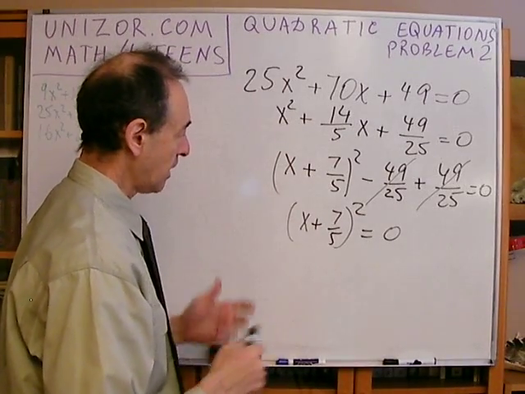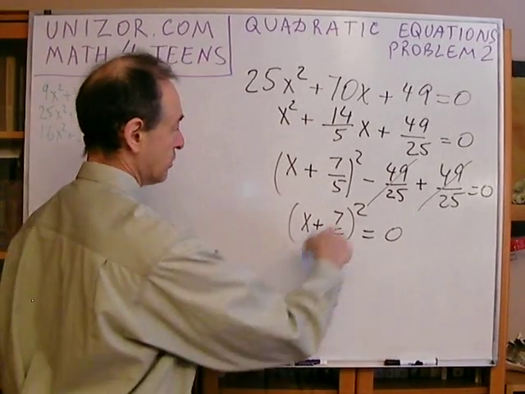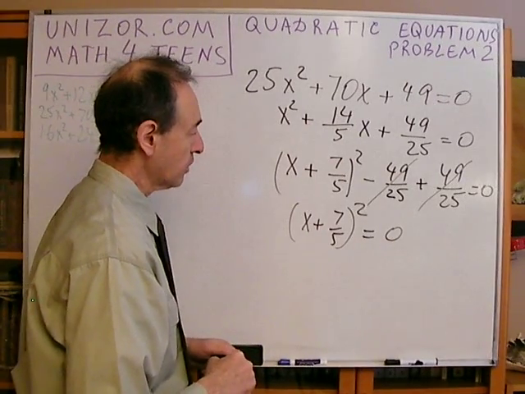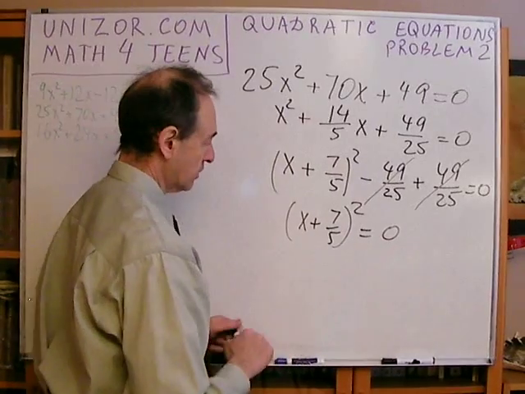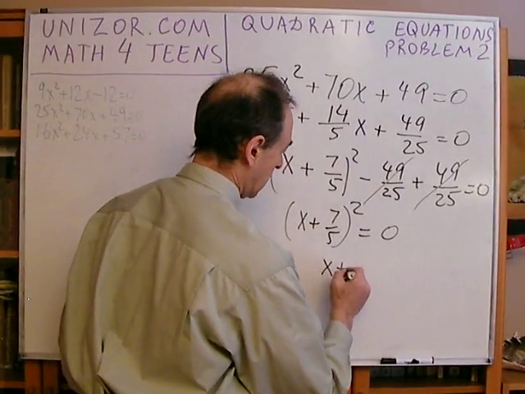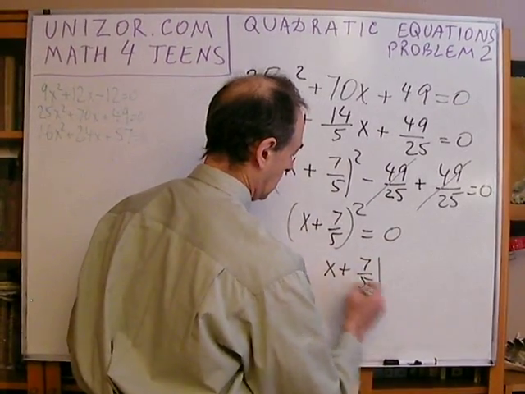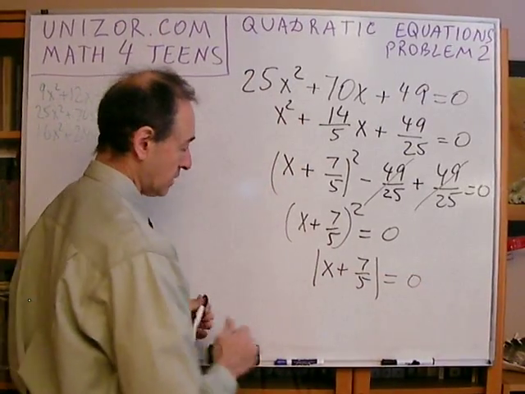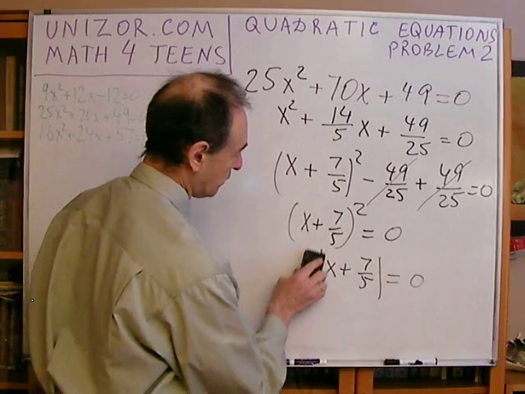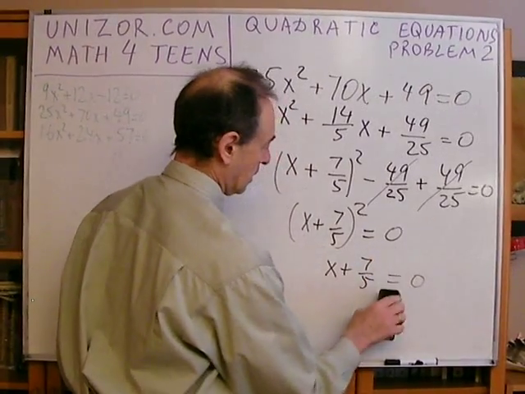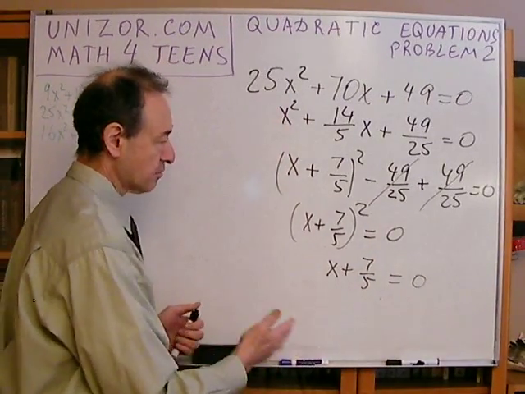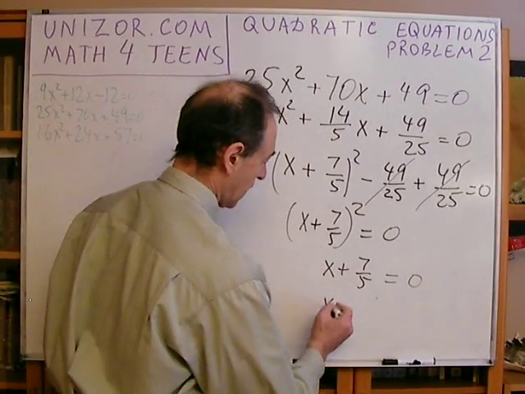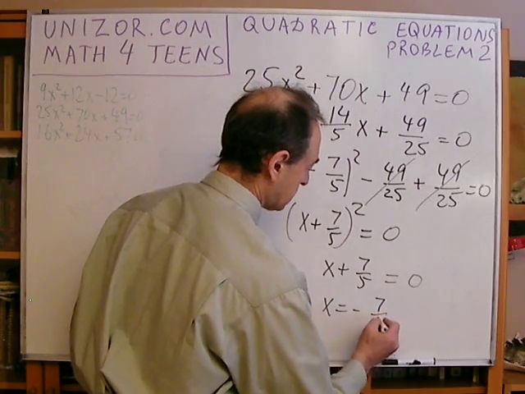And here, we have only one solution, obviously, because if you extract the square root from both sides, you will have 0 on the right. So the absolute value of x plus 7 fifths is equal to 0. But if it's equal to 0, it doesn't really matter whether it's an absolute value or not. Plus 0 or minus 0, it's still the same 0. So that's the solution: x equals minus 7 fifths.